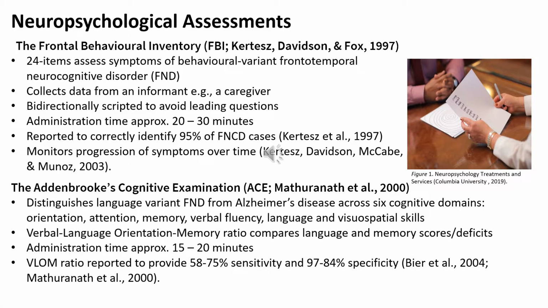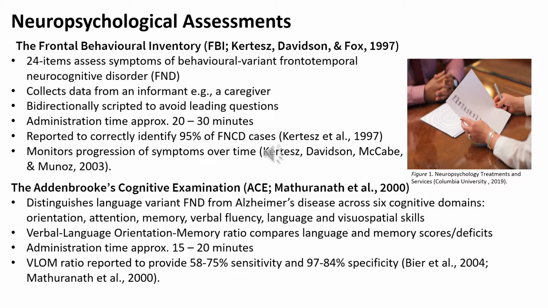The Frontal Behavioral Inventory, a 24-item questionnaire designed for caregivers, as those with the behavioral variant of FND, by virtue of characteristic symptomatology, generally possess poor insight into their behavior. It is also bidirectionally scripted to avoid the use of leading questions, with an administration period of around 20 to 30 minutes.